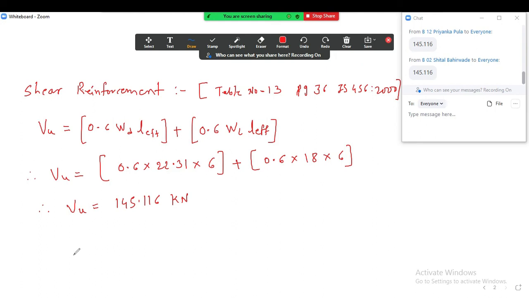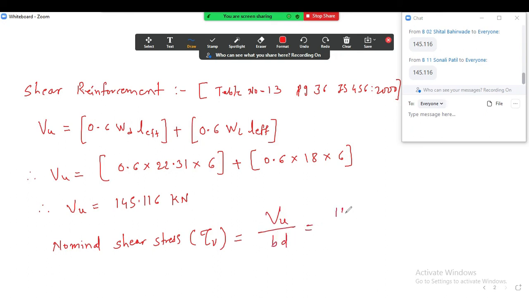So now calculate the nominal shear stress. You know the formula. Nominal shear stress means tau V. Tau V is equal to what? Vu upon bd. So Vu is 145.116, this is in kilonewton, so multiplied by 10 raised to 3, divided by b is 300, d is 610.